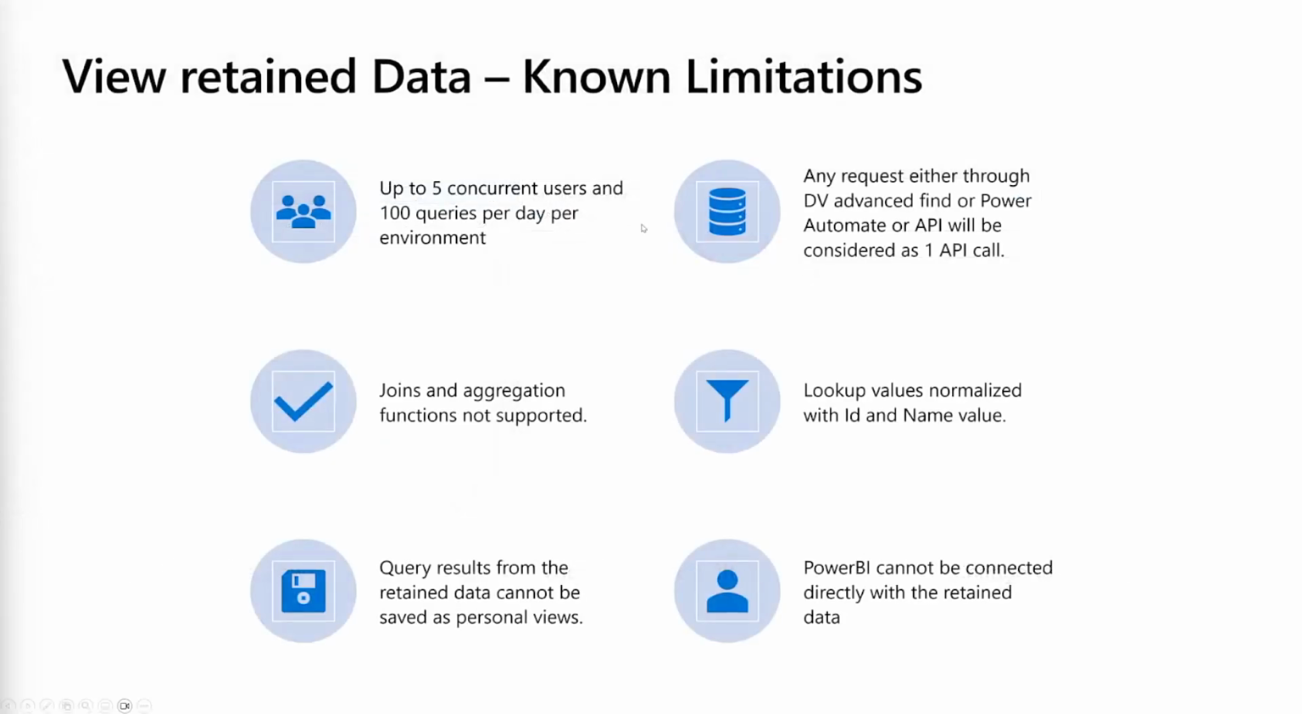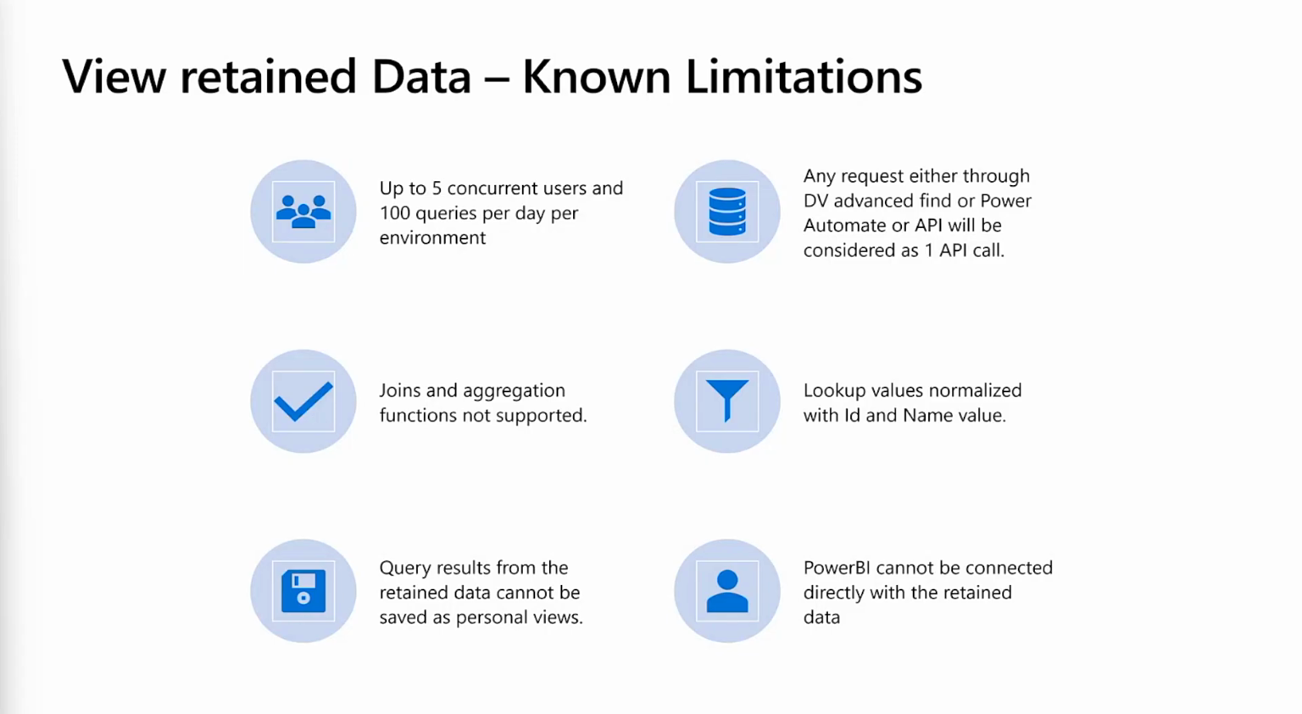Let's move on and talk about a few of the known limitations. Some of them, I don't say these are limitations, but some of them are something that our partners should be across when they are building long-term data retention. Currently there is a 5 concurrent user and 100 queries per day per environment limit. If this is a hard limit that you are affected by, you can always move to Fabric to view the data, and we'll talk about that in a coming slide.